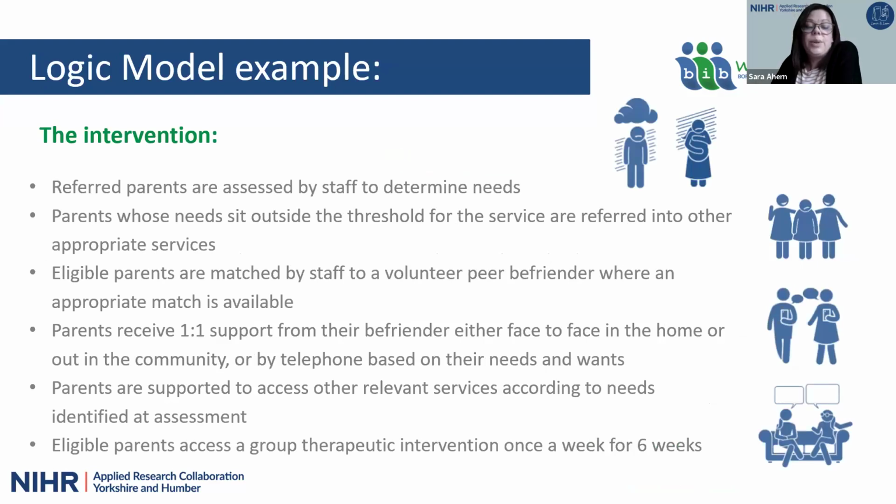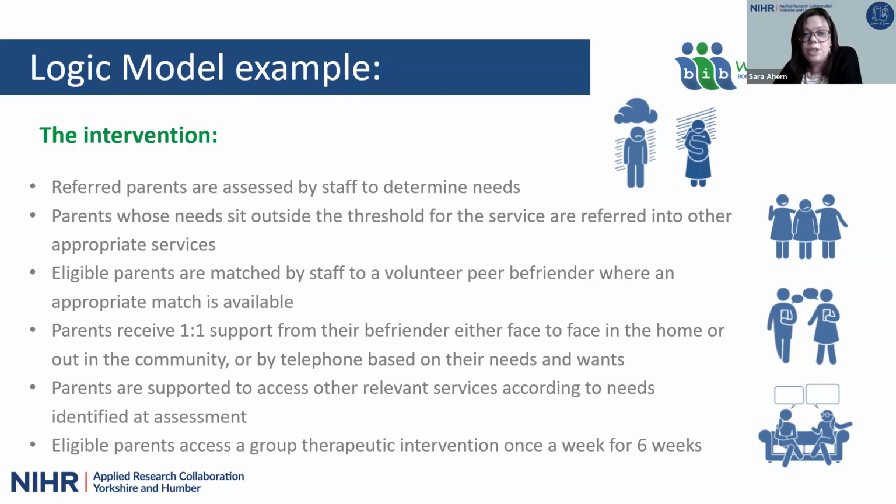And then the intervention. So if I was to describe the intervention to you, the journey or the pathway for parents through family action, we've got referred parents are assessed. Those whose needs sit outside the service, referred into other services. Eligible parents are matched to a volunteer where there's an appropriate match. They receive that one-to-one support, and that could be face-to-face in the home or somewhere else in the community. It could be telephone-based, dependent on parents' needs. They're supported to access other relevant services according to the needs identified at assessment. And then there's also group-based therapeutic work that's available for families where that's appropriate as well, and that's a 6 week course.